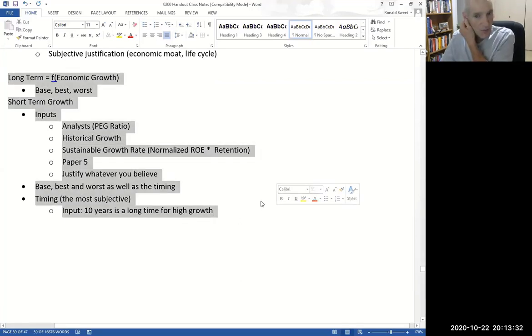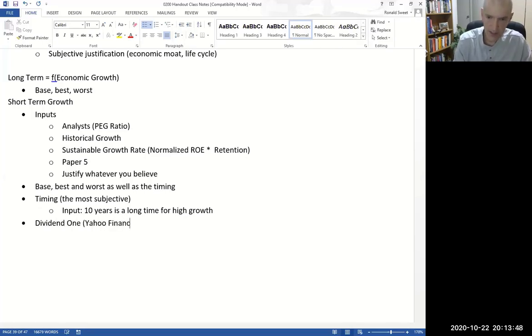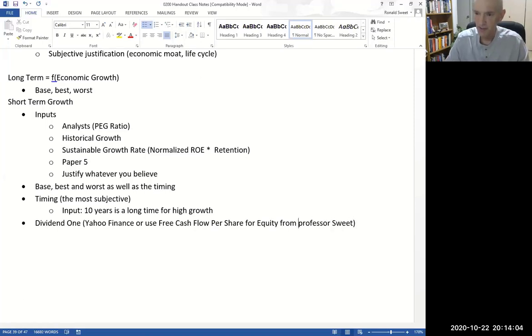7. What I want to show you is the models you're going to use, that you're going to input all of these things into. So the other inputs that you need are dividend 1, that you're going to get from Yahoo Finance, and free cash flow per share for equity from Professor Sweet. I'll help you get that number, unless you know how to calculate it. If you have Packham's class, you can probably calculate it.